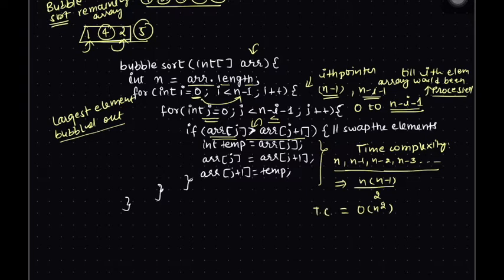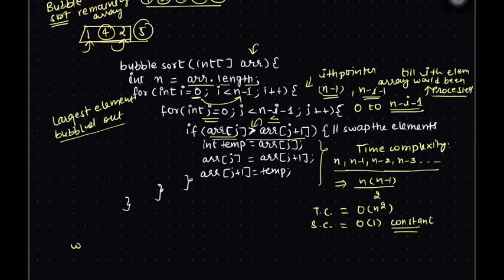This is time complexity. The space complexity would be order of 1, that is constant, because we are not using any other variable apart from the pointers.